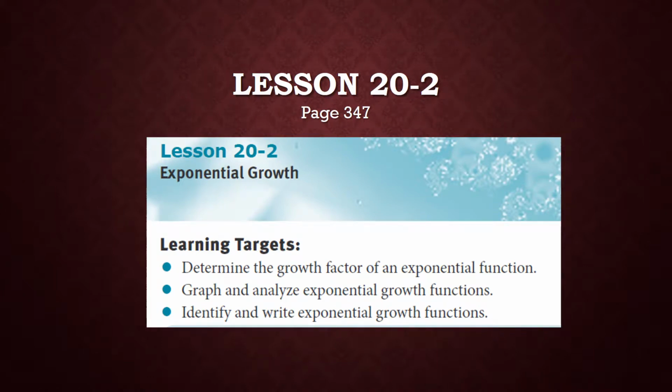Welcome to lesson 20-2, starting up on page 347 in your book. On page 347, we're going to start learning about exponential growth, which we've taken a peek at before. We're going to determine the growth factor of an exponential function, which, if you remember back to an EA you took, you have a little experience with. You're also going to graph and analyze those exponential growth functions and identify and write exponential growth functions from a story. So let's get cracking.